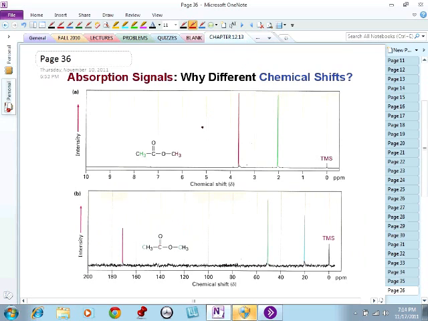Now look at this molecule here. How many signals do you see here? 2. Because you only have this and this. Okay, let me ask you, which of these signals belong to what? Let's call this A. Let's call this B. Which of these 2 signals belong to A?